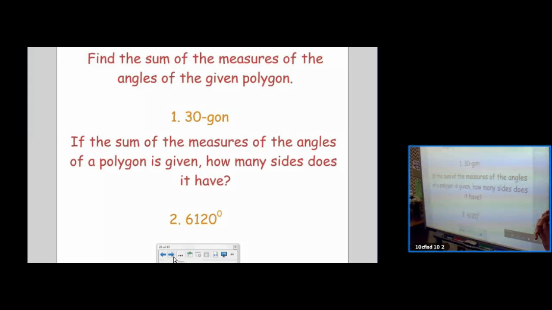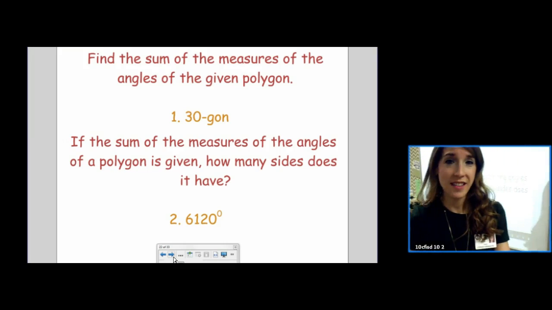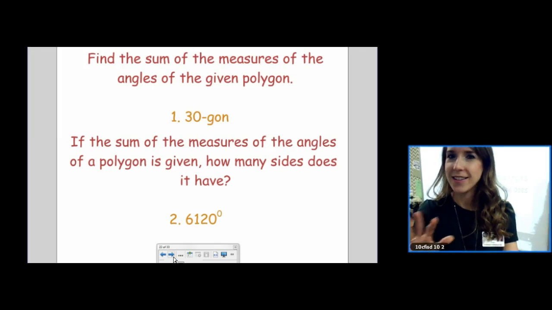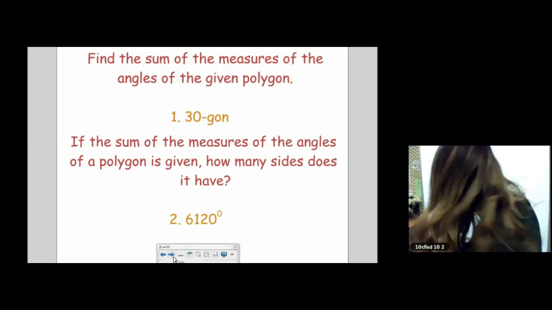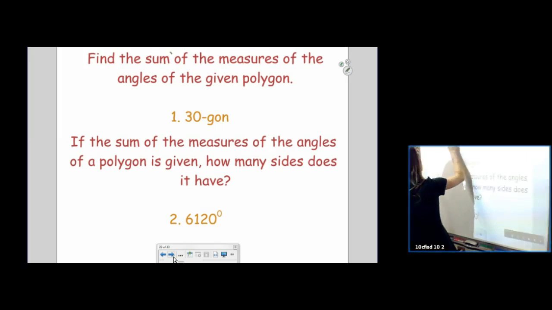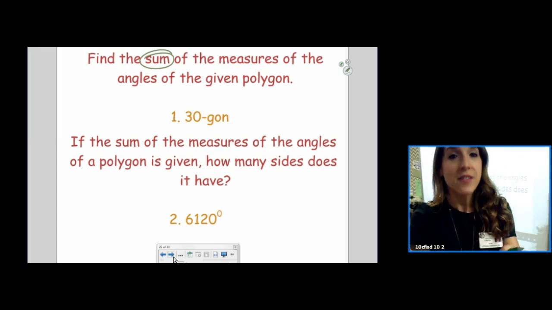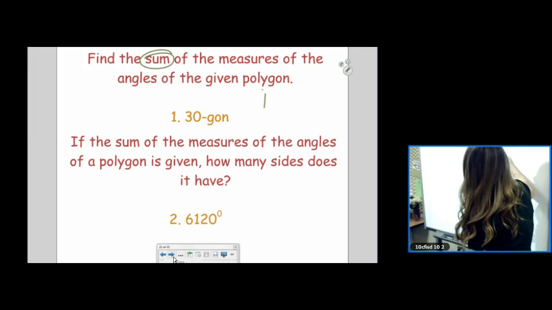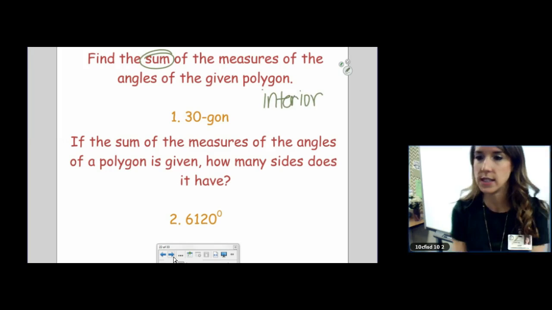Find the sum of the measures of the angles of the given polygon. So when you're asked questions like these, you have 4 formulas. You're not required to memorize the formulas. You just have to pick the right one. So I see sum, and when you don't see interior or exterior specified, it's always interior. So when it doesn't say, it's always interior. Okay? When it doesn't say.